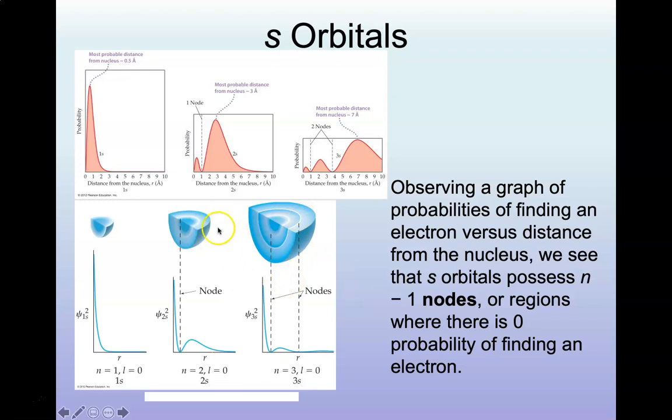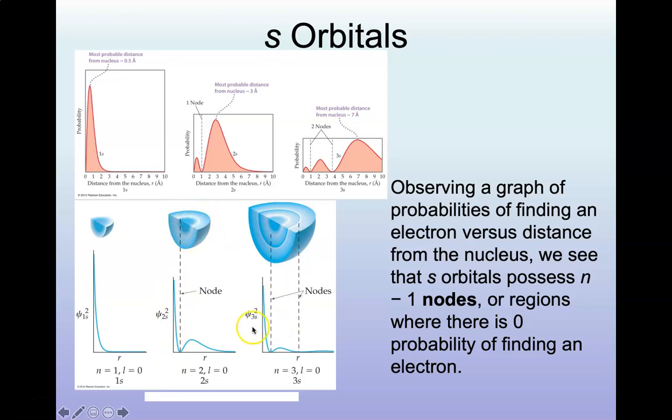And that only happens as we get beyond the 1s designation. So for something with 2s, the number of nodes is always going to be n minus 1. So for instance, the 2 in front is the n of the 2s orbital. N minus 1 is 2 minus 1, so there's one node.